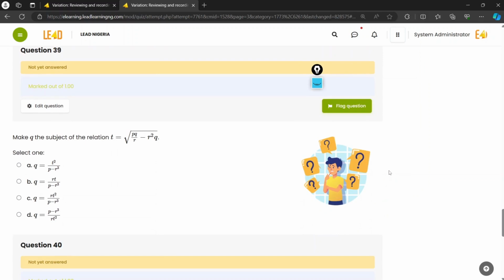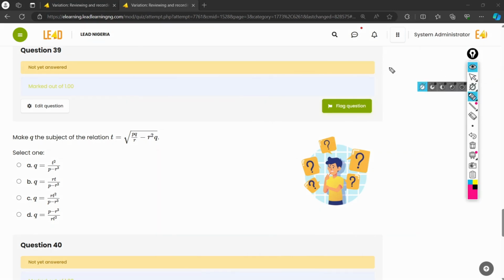Question 39 says, make Q the subject of the relation, and we have that T is equal to the square root of PQ over R minus R squared Q. So we have this relationship here. The first thing you want to take out is the square root, so you square both sides. You have T squared is equal to PQ over R minus R squared Q.